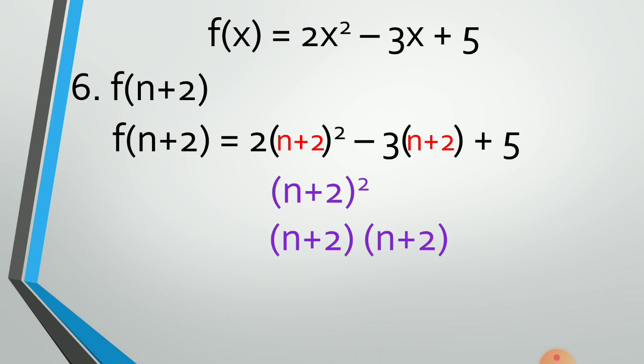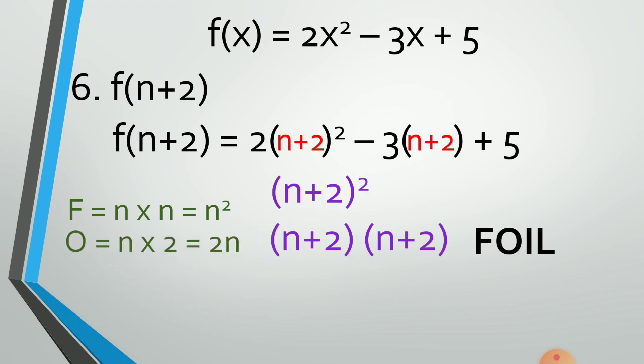So we will apply the FOIL method. FOIL method means to multiply all the first terms, all the outer terms, all the inner terms, and all the last terms, then combine similar terms afterwards. So, for the first terms, we have n and another n. So, n times n, that is n squared. Then for the outer terms, we have n and 2. So, n times 2 now is equal to 2n.